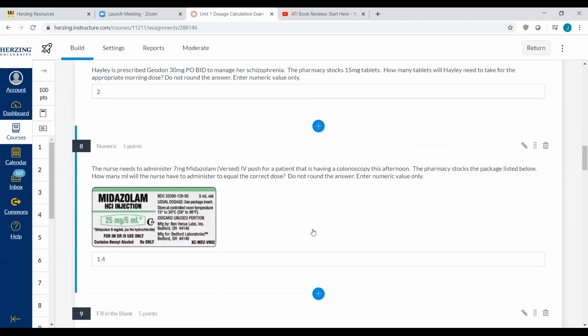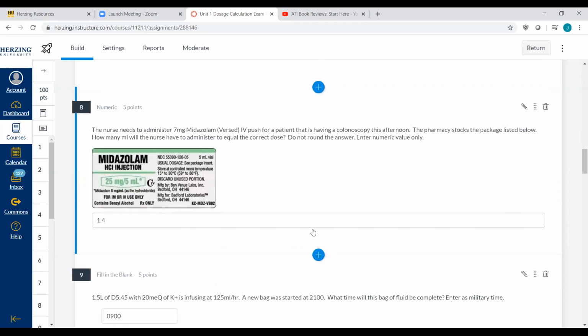Let me see what this next one is. Oh, do you guys remember these ones? So this shows you the answer, but do you remember, so you have a certain amount of IV fluid and it tells you how fast it's infusing and it tells you what time it was started and it wants to know how long it's going to take it to get done. Yeah. You remember how to figure that out?